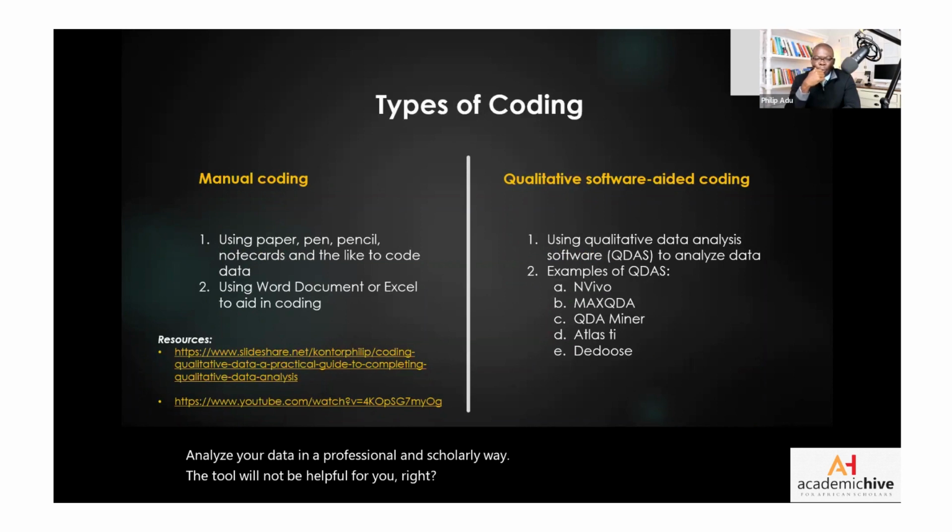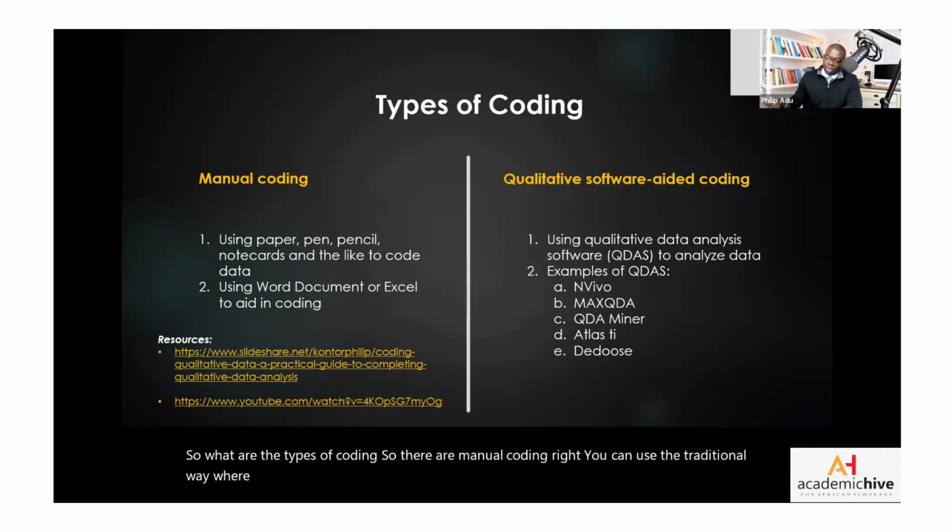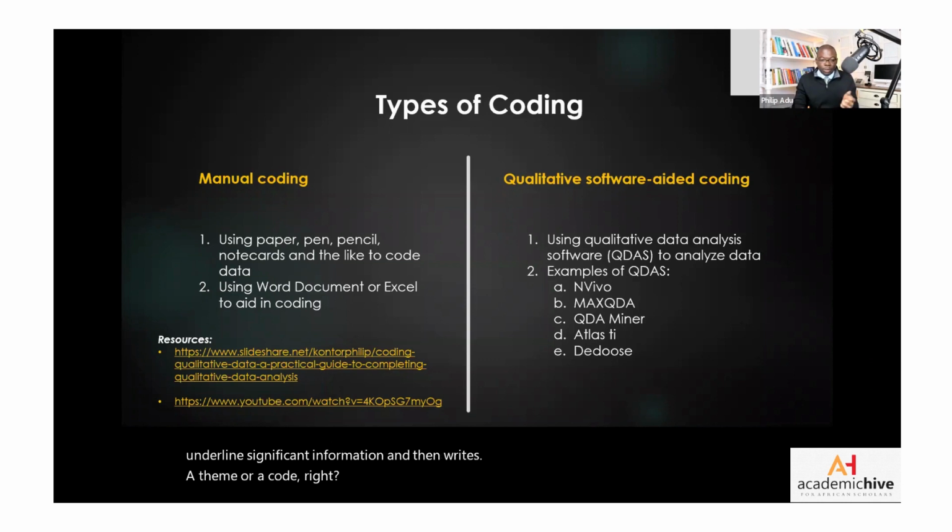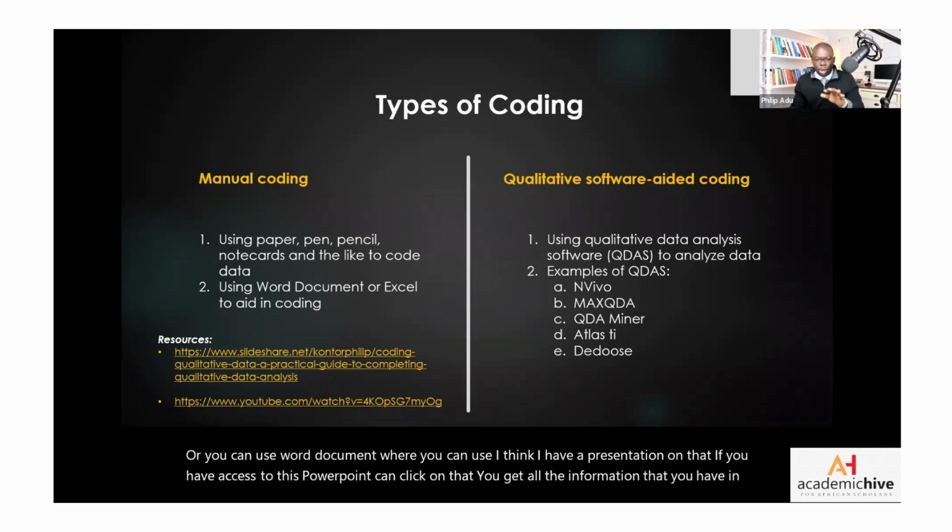So what are the types of coding? So there is manual coding, right? You can use the traditional way where you print out your transcript and then you have your highlighter or pencil, you underline significant information and then write a theme or a code, right? Or you can use a Word document, I think I have a presentation on that. If you have access to this PowerPoint, you can click on that. You get all the information that you have in case you want to do manual coding.